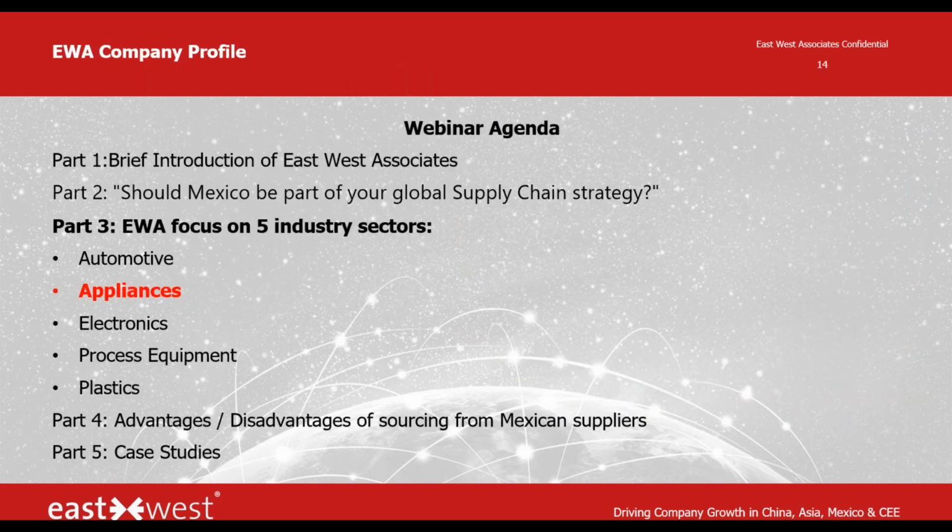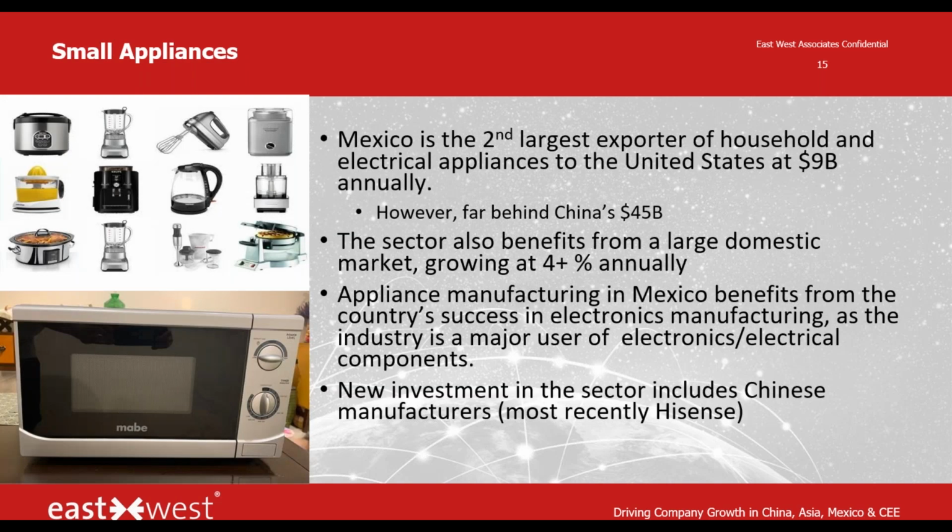Next slide, please, Alex. We'll go to appliances and take a quick run through that. So we're going to focus really on small appliances. The industry started out around major appliances, pretty much, you know, the GEs, the Whirlpools, the Bosch, Siemens, and now it's evolved into a lot of the small kitchen appliances, household appliances.